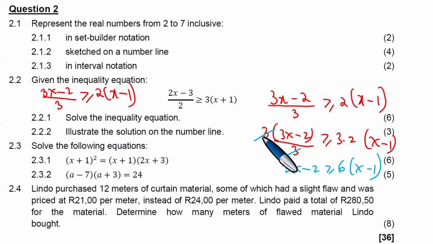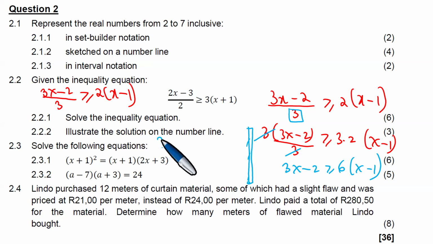The reason for multiplying by 3 on both sides is to eliminate this 3 that is forming a fraction. The way to remove a fraction is to multiply both sides by the same number, and that's what we've done. 3 times 2 is 6, yeah? So now we continue from here.